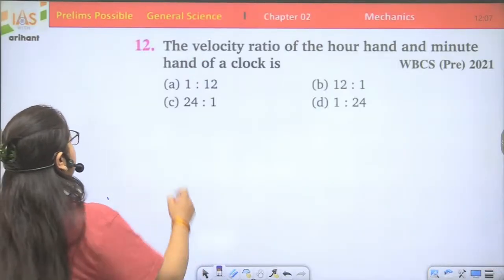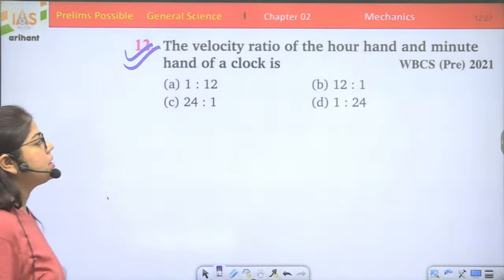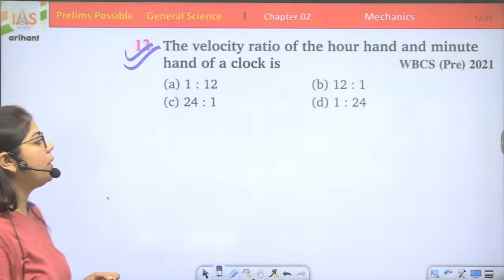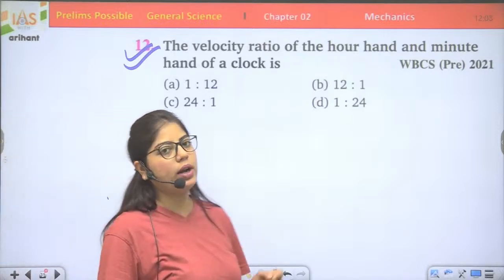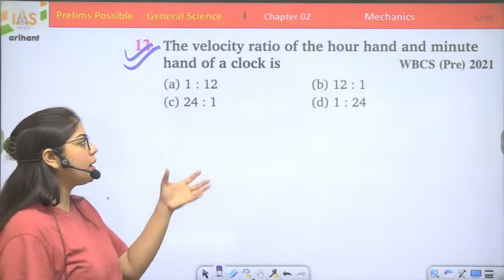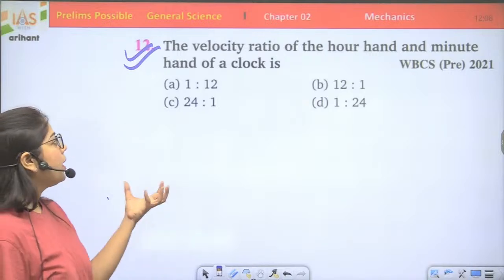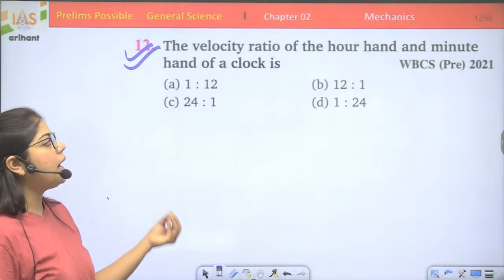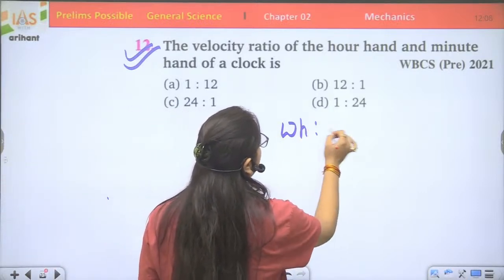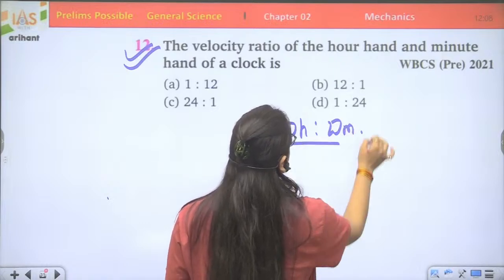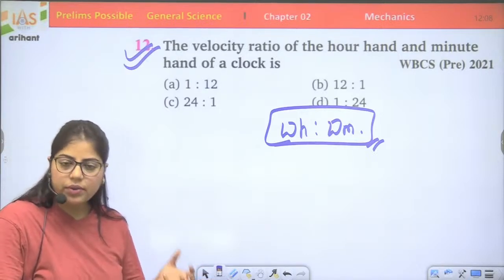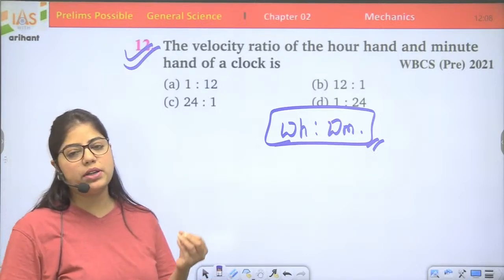This is question number 12. The velocity ratio of the hour and minute hand of a clock is 1:12, 12:1, 24:1 or 1:24. Before discussing this question, we have to understand what the question wants: the velocity ratio of the hour and minute hand. So in this question we have to apply the angular speed formula.